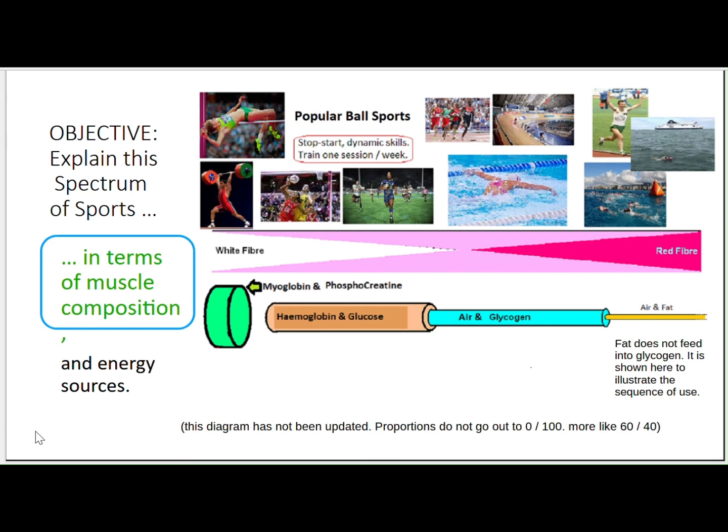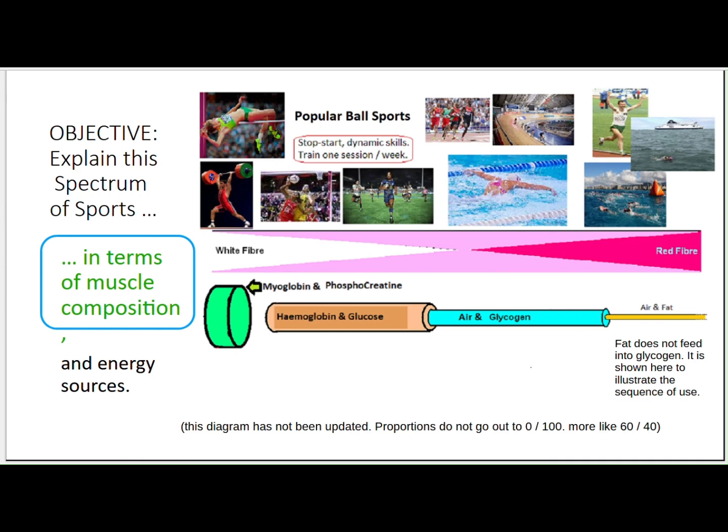Okay, so I'm returning to this. This is where we started. The objective was to explain this spectrum of sports in terms of, in this video, in terms of muscle composition. Oh yes, there it is, the muscle composition. We're going to talk about fuel sources in another one. I haven't explained all these, or have I? I haven't. Right. Time to do that. Time to expand on that.